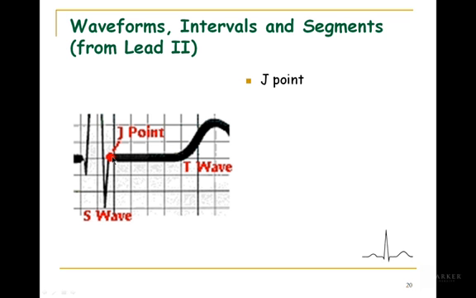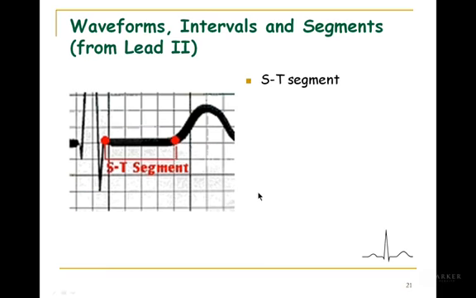So this is always going to be very useful for a reference point. We're going to use this when we look at a couple other things. Okay, so let's look at from the J point to the beginning of the T wave. That is referred to as the ST segment because this was the S, this is the T. They call it an ST segment. The ST segment is from the J point to the beginning of the T wave.